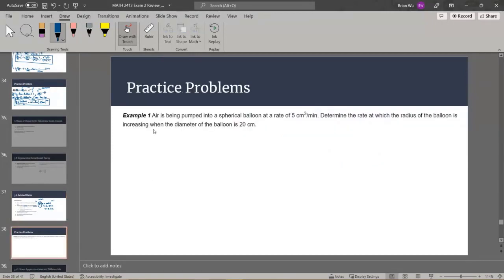In this example, air is being pumped into a spherical balloon. So we're going to have a sphere. Draw a picture as best you can, along with all the variables that are needed, at a rate of 5 centimeters cubed per minute. We know that centimeters cubed is a volume measurement. So our dV over dt is equal to 5 centimeters cubed per minute.